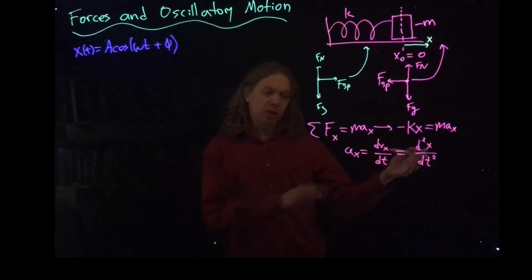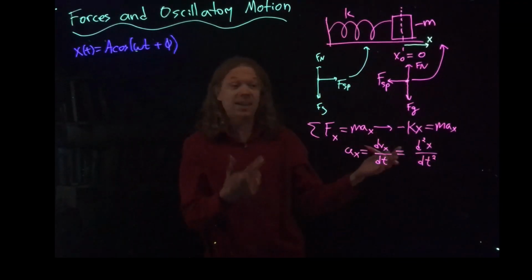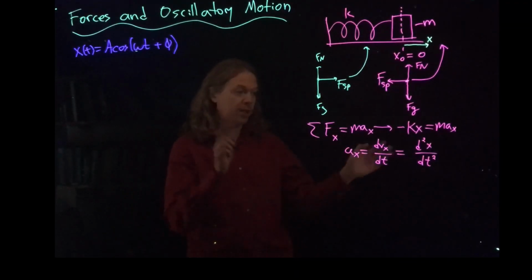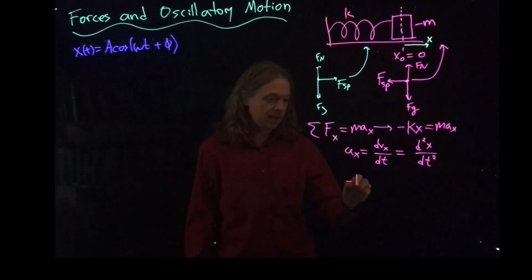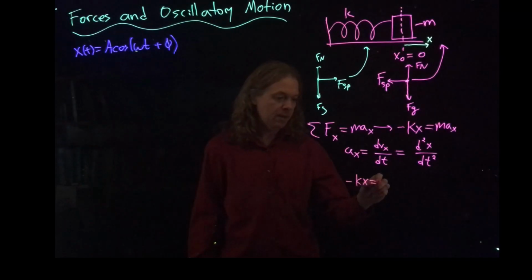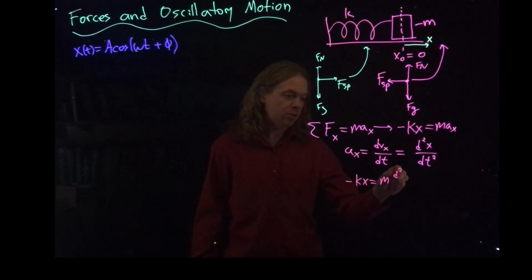Okay, so that looks complicated, but it's good because it's got an x in it, right? And we want to solve for x. So let's try to put that into there and make some progress. So minus kx is equal to m now d²x/dt².